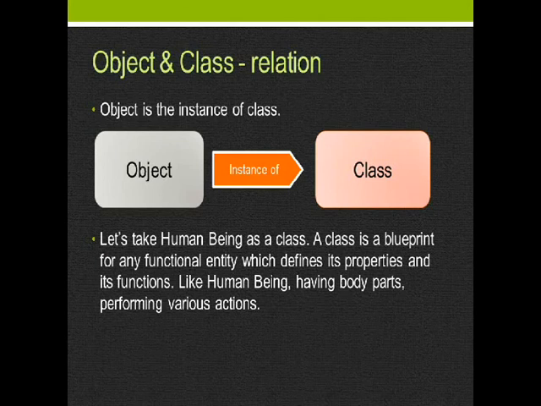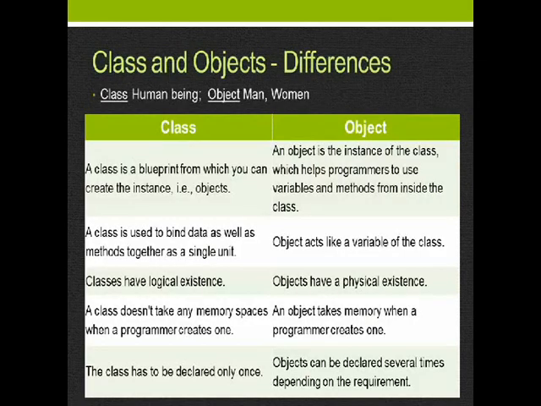Now, object and class. If we see the relation, an object is the instance of class. Let's take human being as a class. A class is a blueprint for any functional entity which defines its properties and its functions, like human being having body parts, performing various actions, responding intelligently, etc.